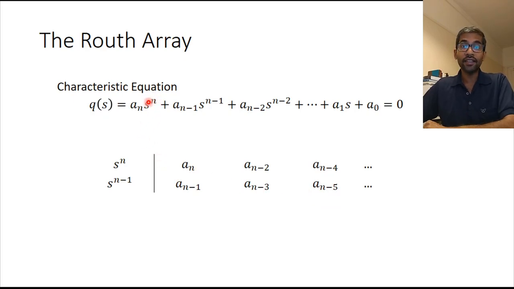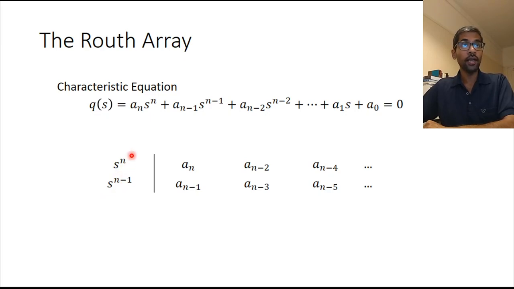So you take the highest power of s, just the highest power of s, and put it on the left hand side of this array, and write s to the n minus 1 here. So if this was s cubed, this would be s squared, and so on and so forth.